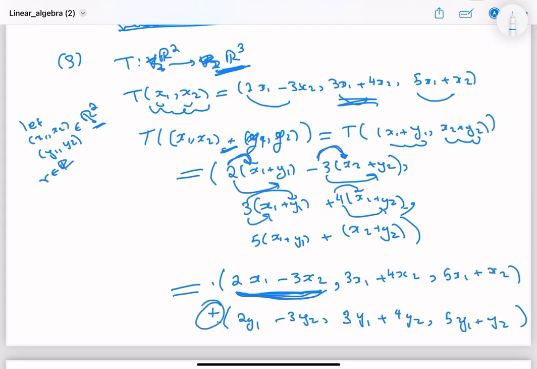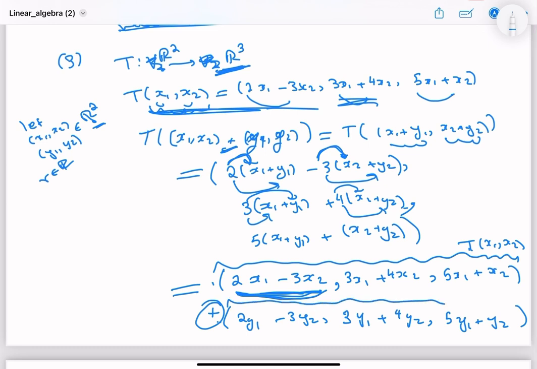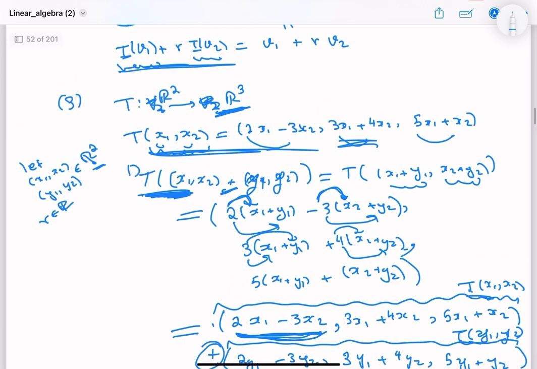So if you look closely, you will see that this first thing is T of x1, x2. Look at the definition here. Look how this is defined. And if you look closely at this one, you see that this is T of y1, y2, right? So we just proved that T of the sum is the sum of the T's. And this is the property 1 that we wanted to show.